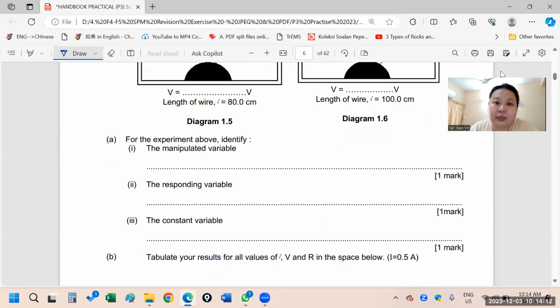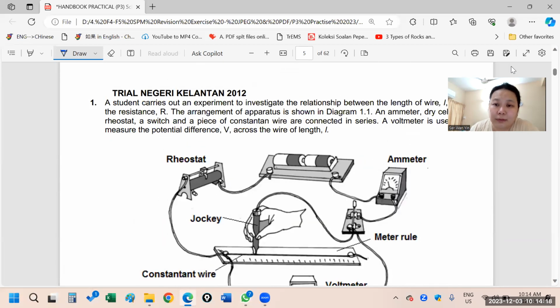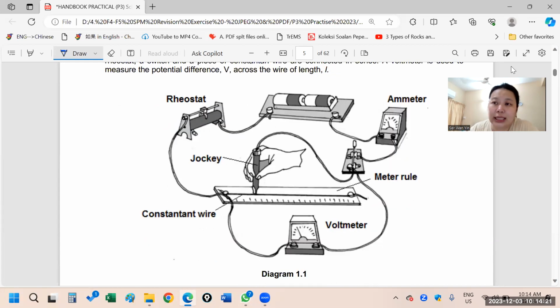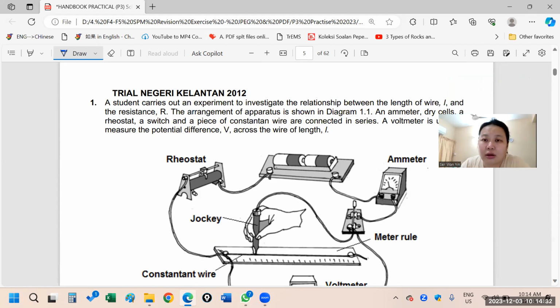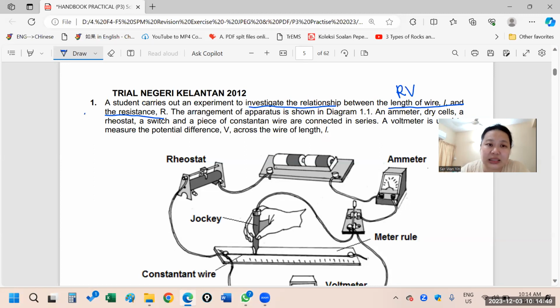Okay, so from the experiment above, identify MV, RV, CV. We need to read the question first. The keywords: investigation of relationship between length of wire and resistance R. Since they already tell you relationship, so this is length of wire, RV, and resistance. Sorry.